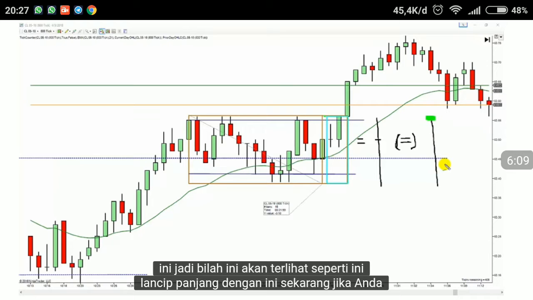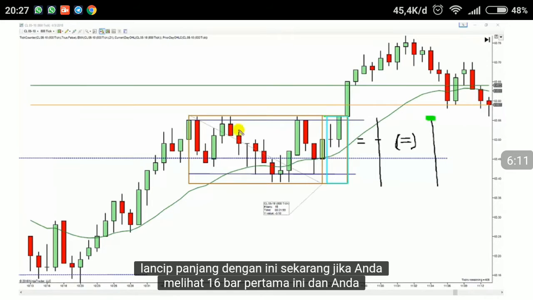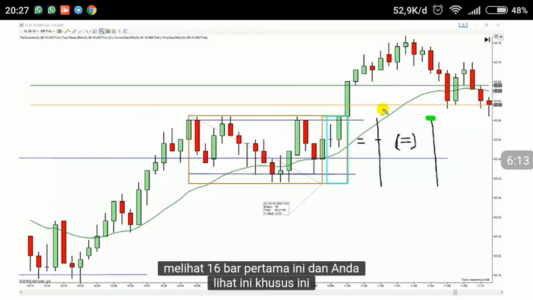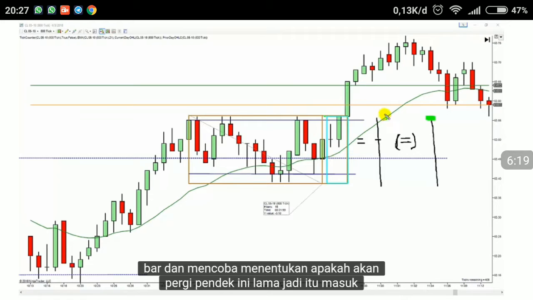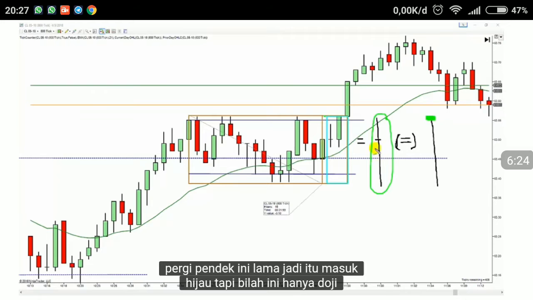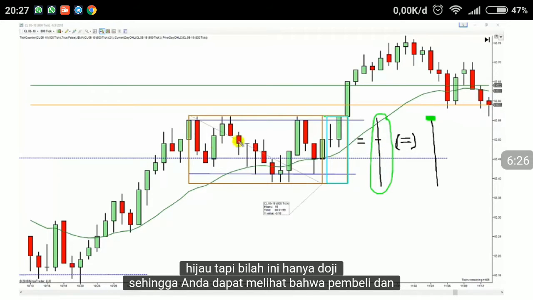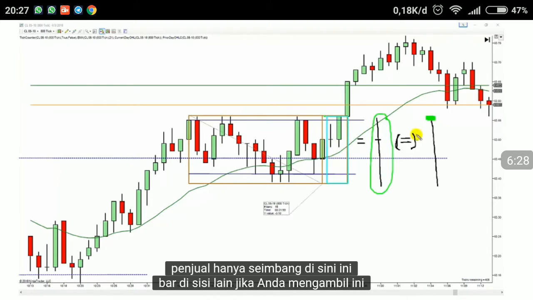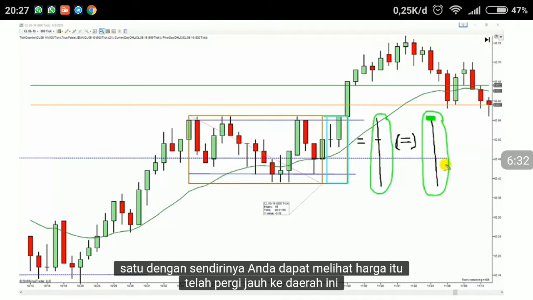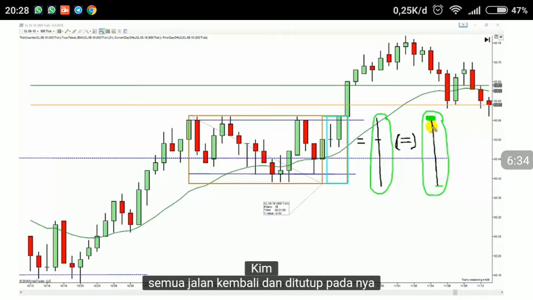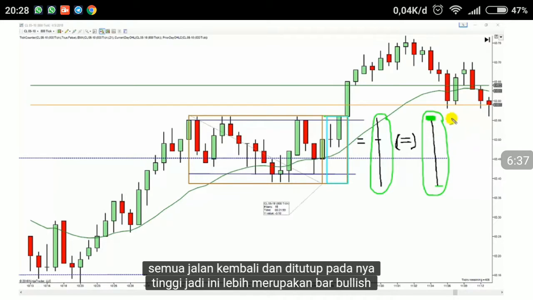Now, if you're looking at these first 16 bars, and you look at this particular bar, trying to determine whether to go long or short, so it's in green, but this bar here is just a doji. So you can see that the buyers and sellers are just in balance here. This bar, on the other hand, if you take this one by itself, you can see that prices had gone all the way down to this area, came all the way back up, and closed on its high. So this is more of a bullish bar.